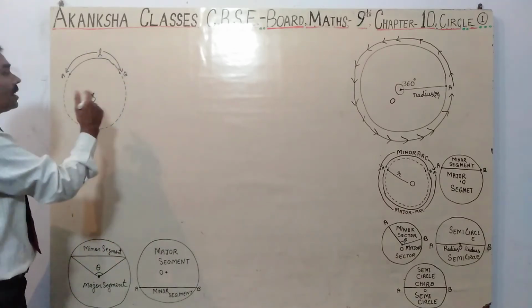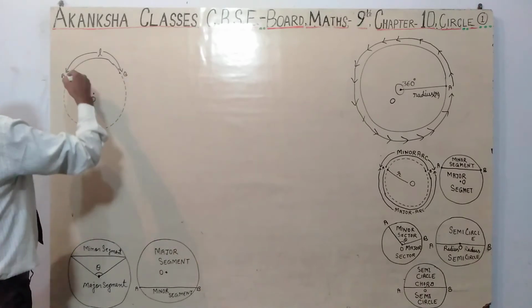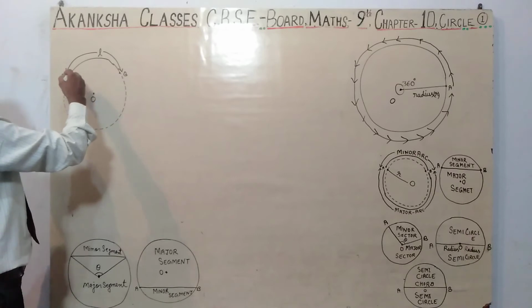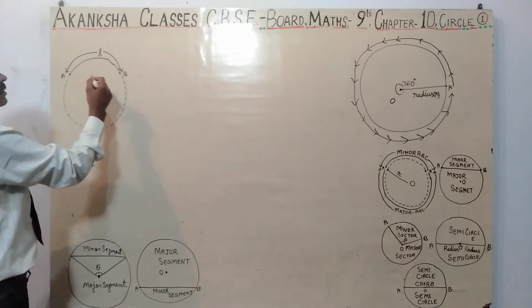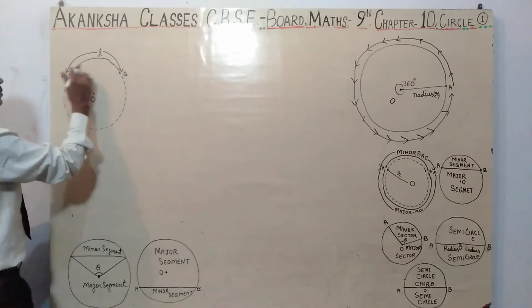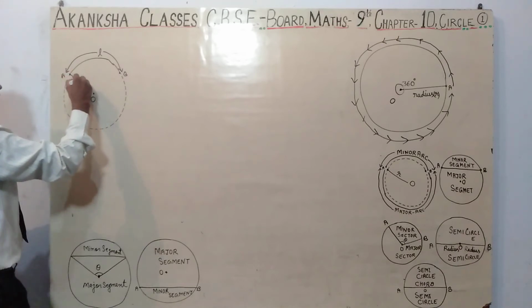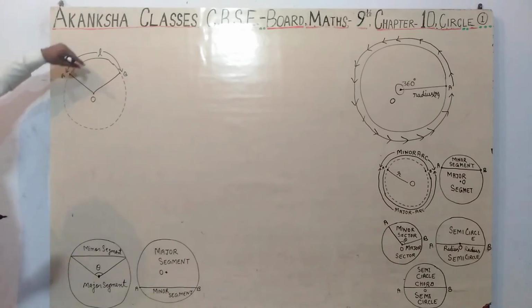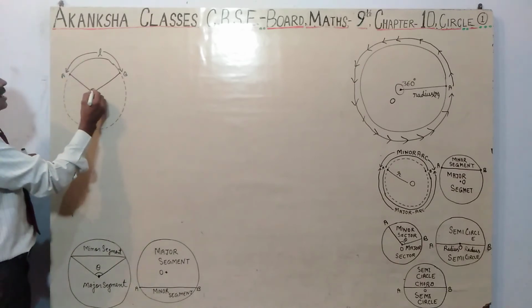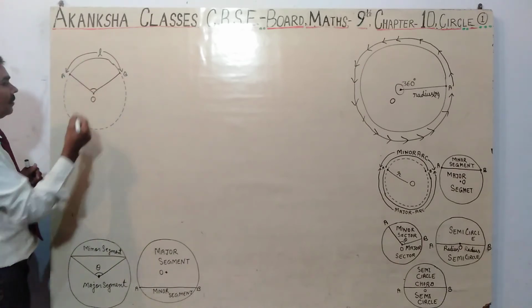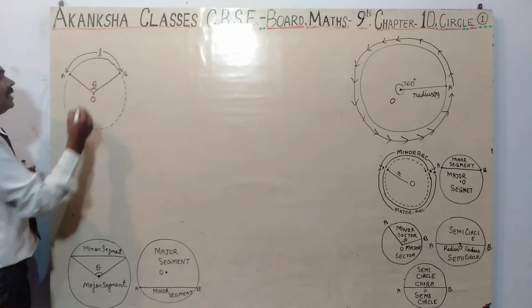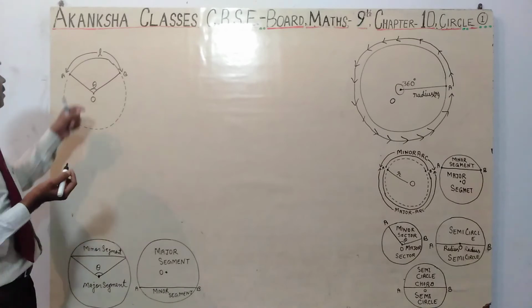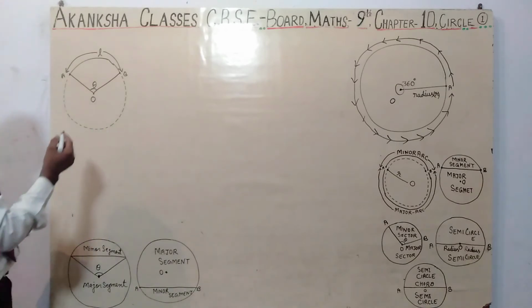That is a part of the circle. You have to join both ends of the arc to the center. Now you can see that some angle is formed at the center. We represent this angle by theta, a Greek letter used to denote angles.